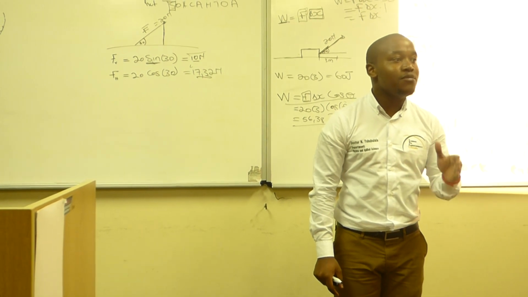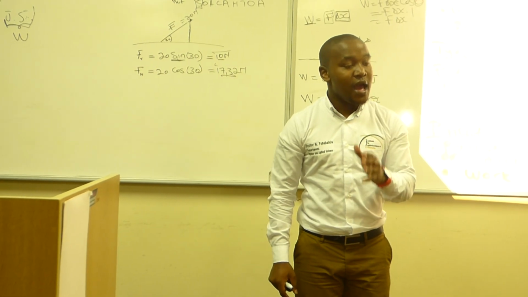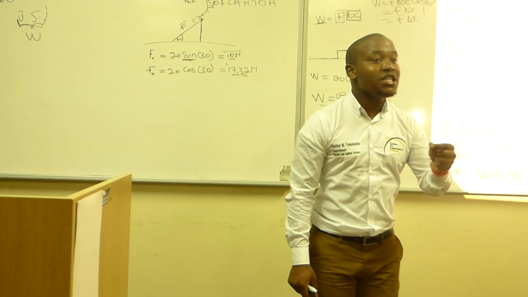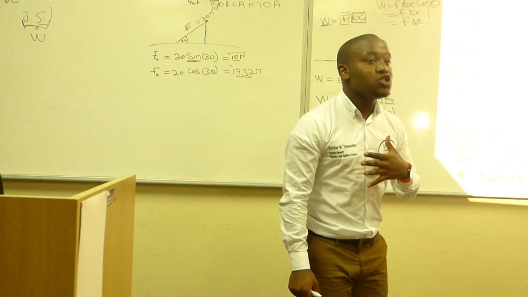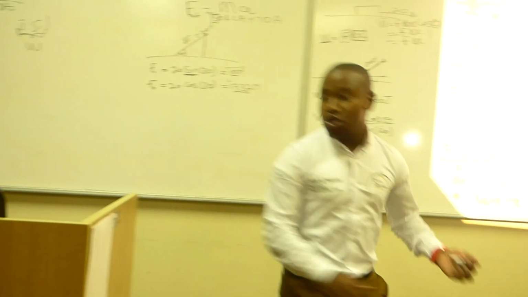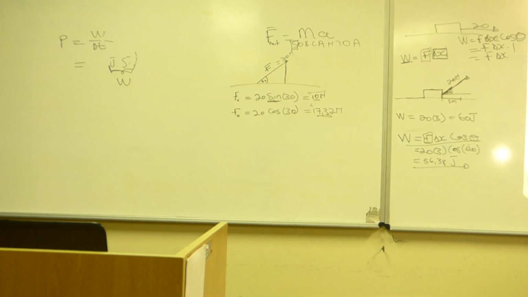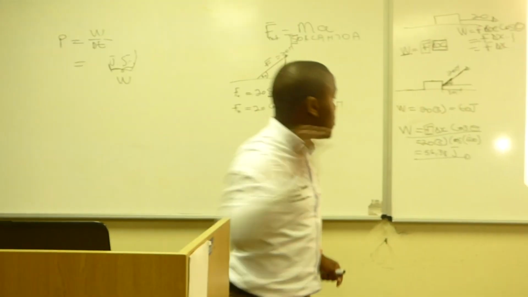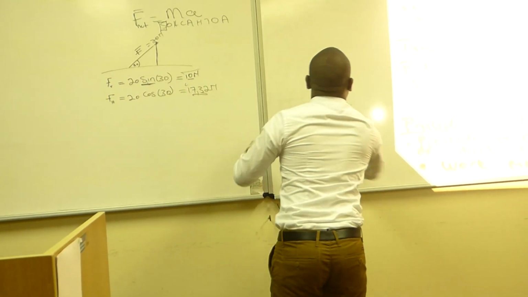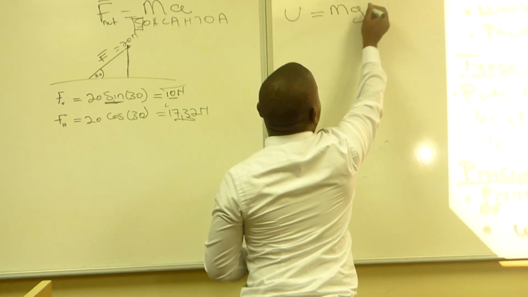I cannot have gravitational potential energy on the moon. I cannot have gravitational potential energy on Mars. I can only have it on Earth's surface because gravity acts on Earth. And the potential energy that we are going to concentrate on is called the gravitational potential energy. And it's denoted by U, which is mgh.